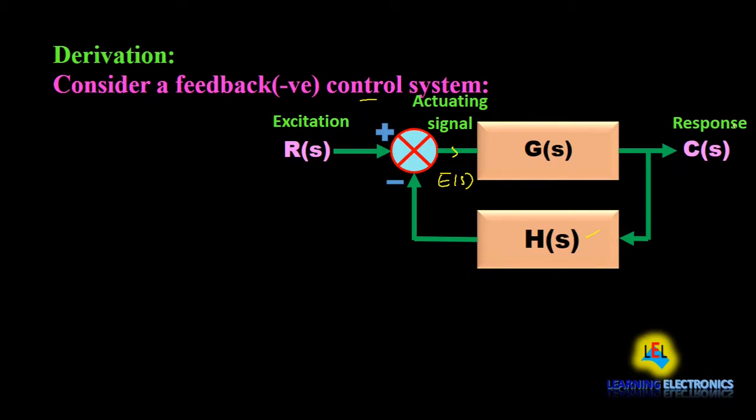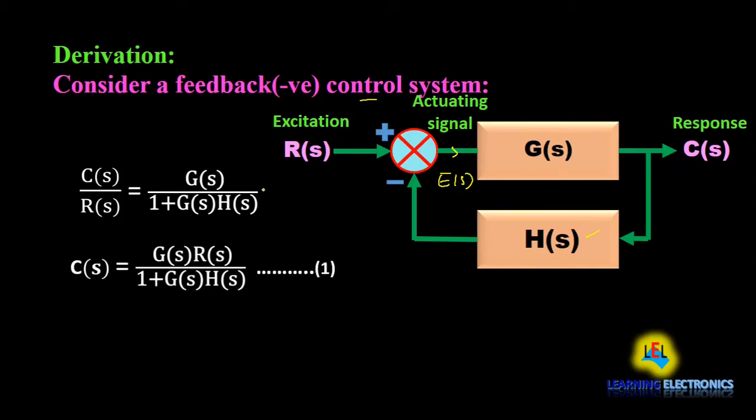In the last classes I have already told you the transfer function for this negative feedback control system: C(s)/R(s) is equal to G(s) upon 1 plus G(s)H(s). So from this equation, the output response C(s) will be equal to G(s) into R(s) divided by 1 plus G(s)H(s). This is equation number 1.